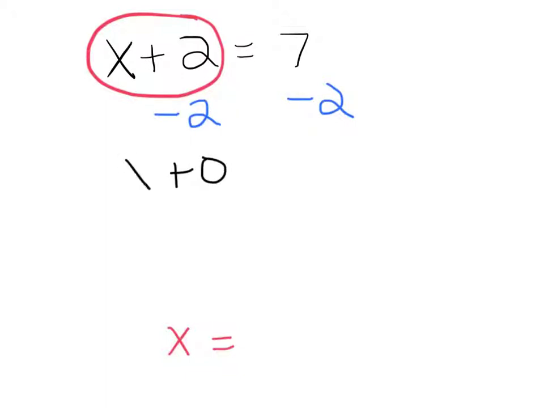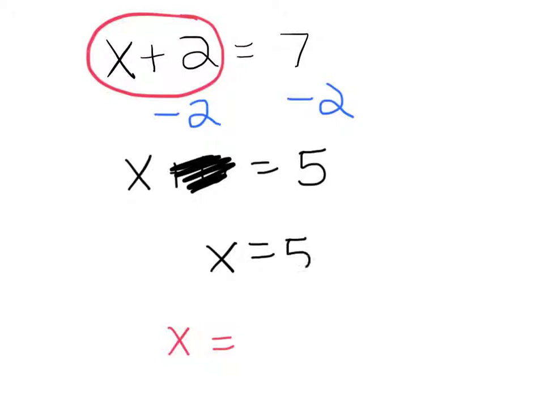My x comes down. 7 minus 2 is 5. Now if x plus 0 equals 5, well, I don't have to write the 0, which means x equals 5 is my answer.